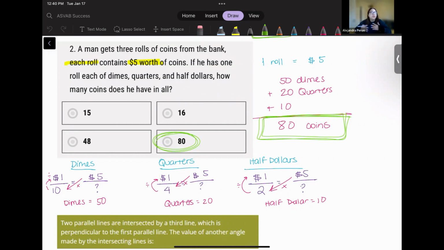So the proportion will always work. It's the strategy that should be your best friend by now. But if you know already, well, I'm going from dollars to coins, so I should multiply, then you're good. You don't have to write a proportion every single time. I do it just so you understand where the values are coming from. Hopefully you're gaining that confidence to figure out whether you're going to multiply or divide. And if you're confused, do a proportion.